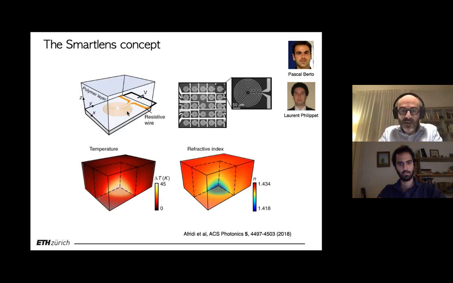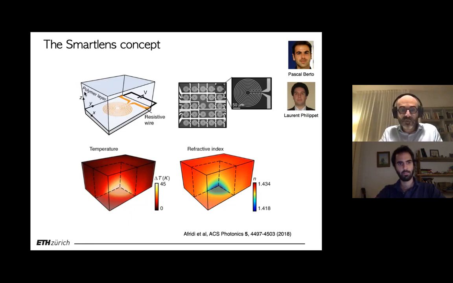You have this somehow pixel. So this is a resistor made of gold in that case, that is on a glass substrate. And what we use as a thermo-optical material instead of water is a polymer. This is actually PDMS. So we have a thin layer. And so the idea, again, is that by the Joule dissipation within the resistor, I can increase the temperature nearby.